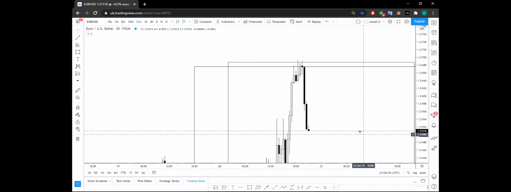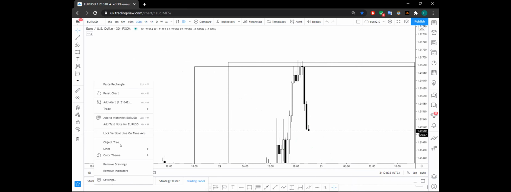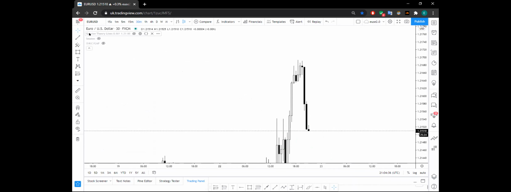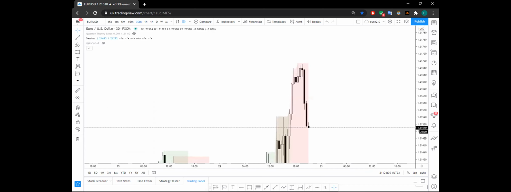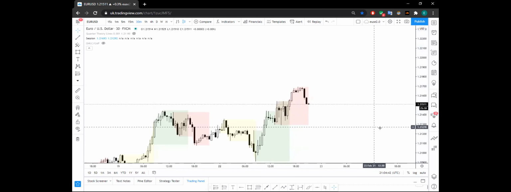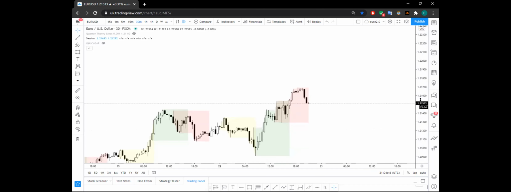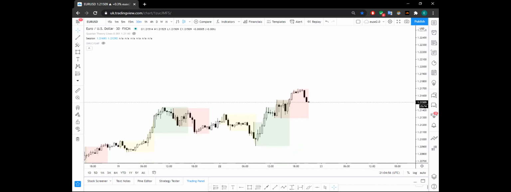Okay, so let's actually go into sessions, how they interact with each other. As you guys can see, the red box is New York, green is London, and yellow is Asian. How sessions interact with each other is very interesting too.